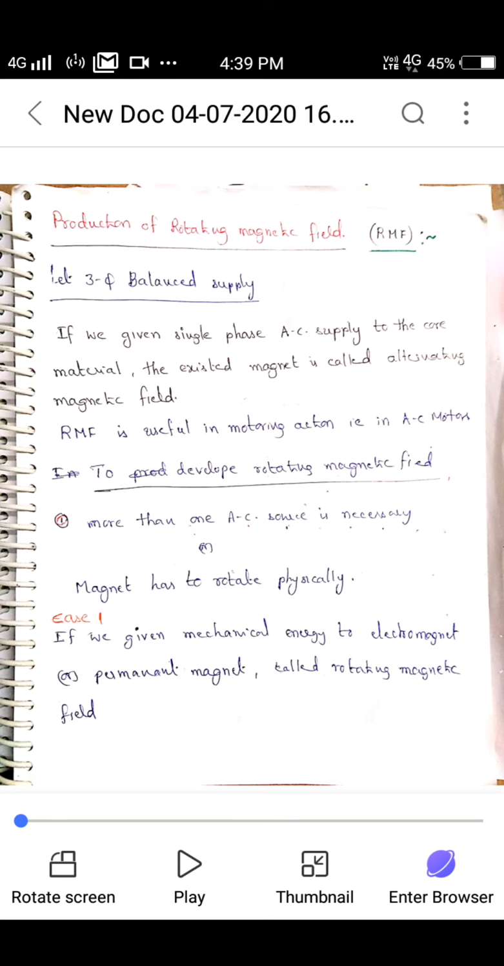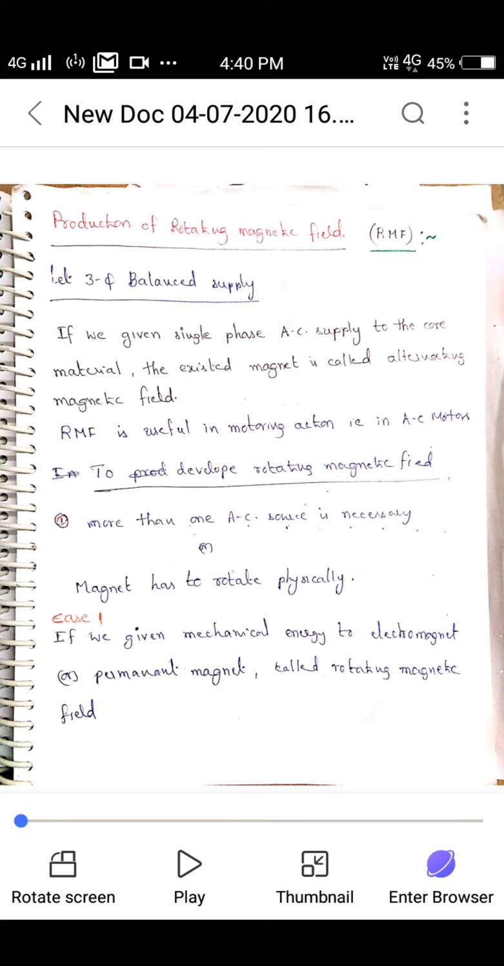Case 1, physical rotation of magnets, by taking any magnet and rotating it. And another, by giving n phase supply to the iron core. N phase supply means n number of windings. With that also we can prepare a rotating magnetic field. This type of rotating magnetic field is used in the three-phase induction motor.